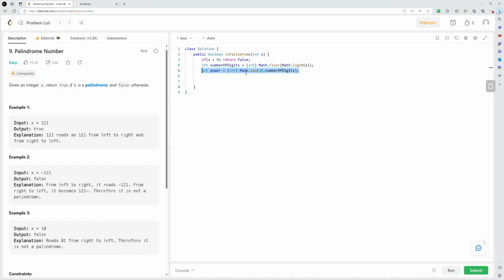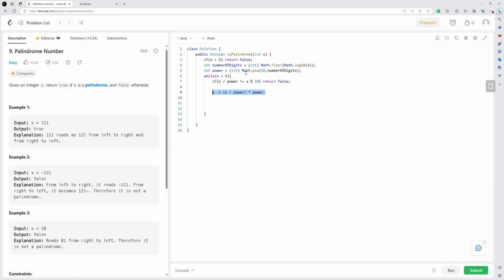We use the number of digits to get our base power. This will be dividing our number by it initially to get our first digit. Then we iterate over all the digits of the number by pairs. So it will be first and last digit, second to last and the second digit, and so on. We do that while the remaining number is greater than 0. To get the first digit, we divide by our power, and to get the last digit, we just do the modulo, the remainder function. And if they are not the same, that means that our current pair is not the same, and we just return false because the number is not a palindrome.